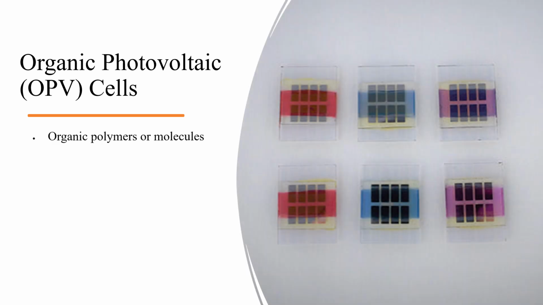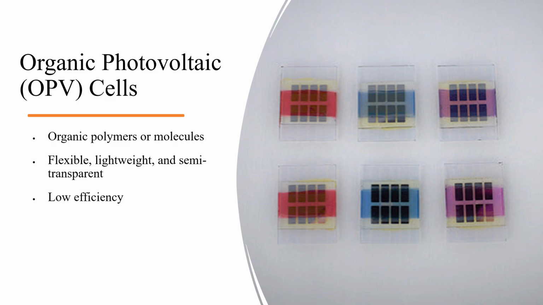The use of organic polymers or molecules to exhibit semiconducting property yields organic photovoltaic cells. These cells are flexible in nature, lightweight, and semi-transparent. Due to their semi-transparent nature, they find application in wearables and windows.